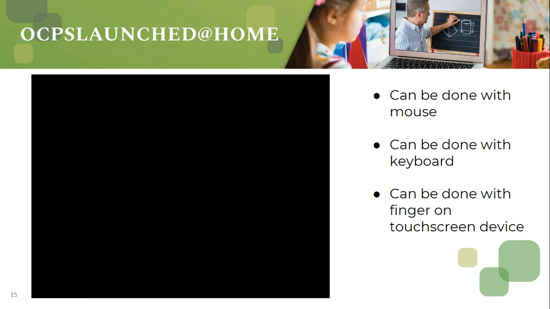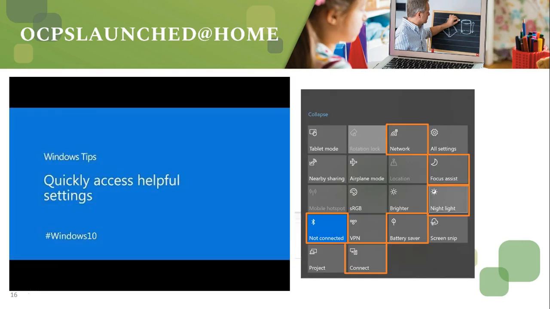You can help or show your child how to split their screen with their mouse, their keyboard, or using their finger if they have a touchscreen device. Last but not least, our favorite feature is the Action Center. You can access the Action Center by clicking on the chat bubble in the bottom right-hand corner of your child's screen.